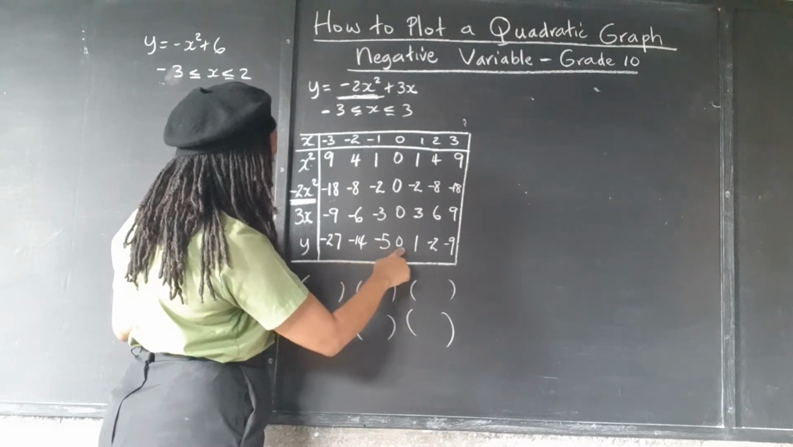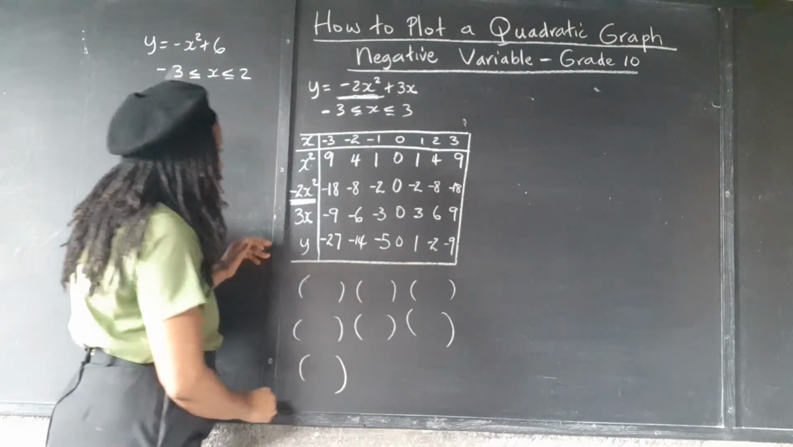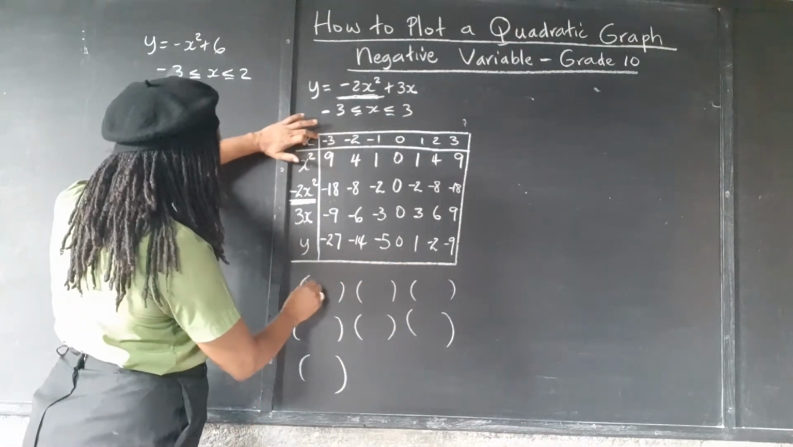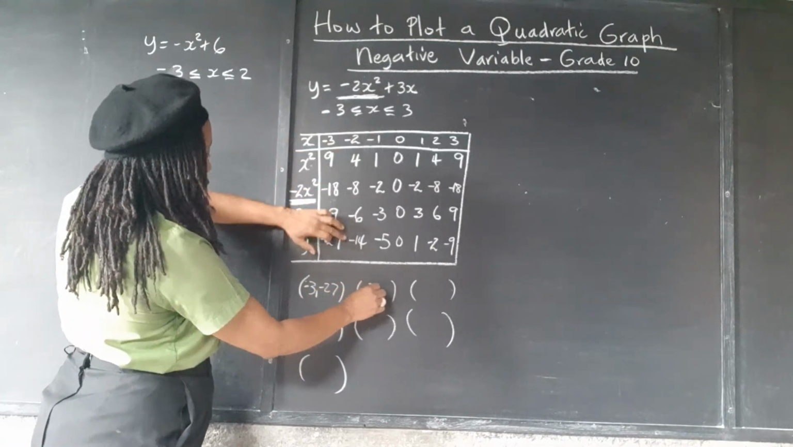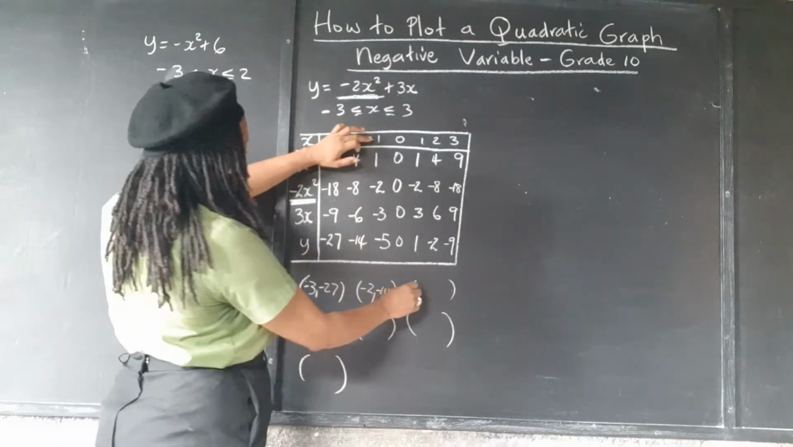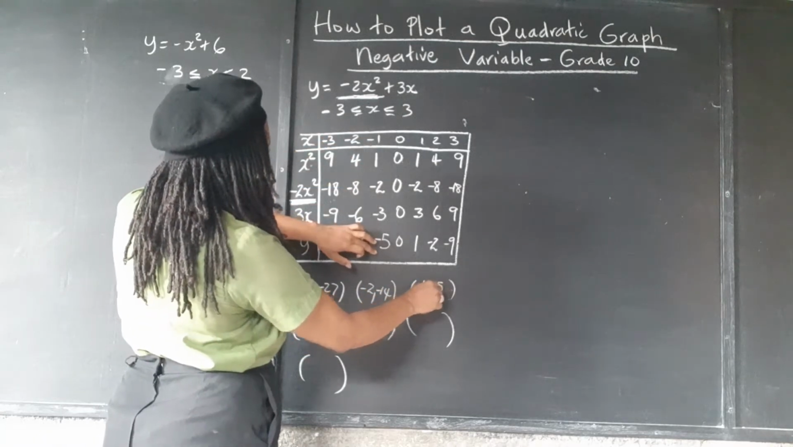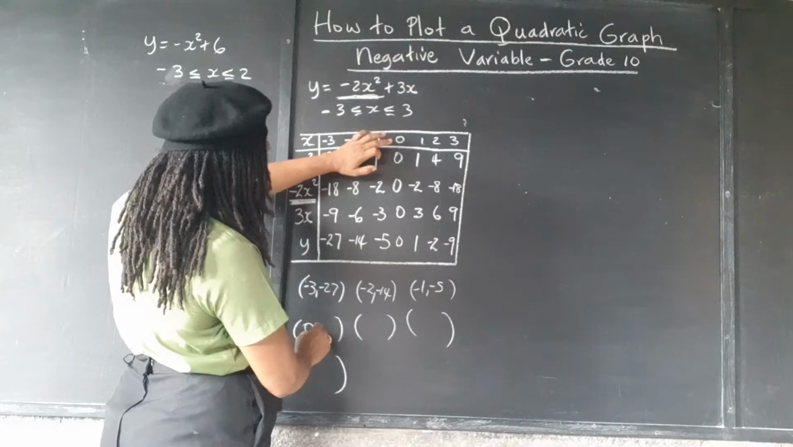1, 2, 3, 4, 5, 6, 7 of them. So negative 3 on the x goes to negative 27 on the y. Negative 2 on the x to negative 14. Negative 1 on the x to negative 5. 0 on the x to 0.